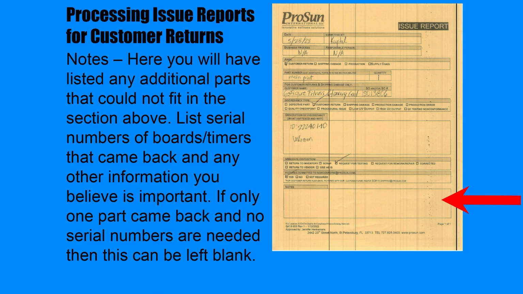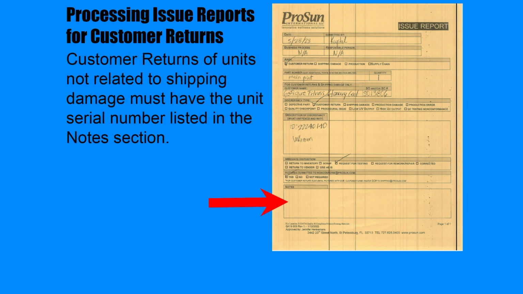In the notes, you will list any additional parts that cannot fit in the section above. List serial numbers of board/timers that came back and any other information you believe is important. If only one part came back and no serial numbers are needed, then this can be left blank. Customer returns of units not related to shipping damage must have the unit serial number listed in the Notes section.